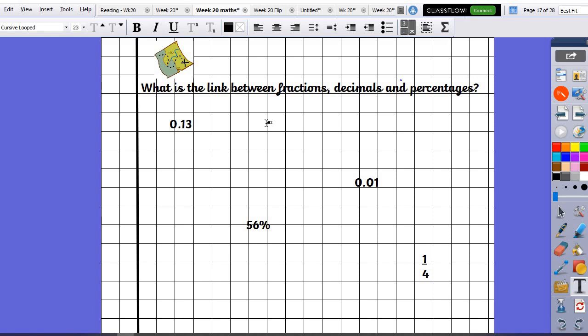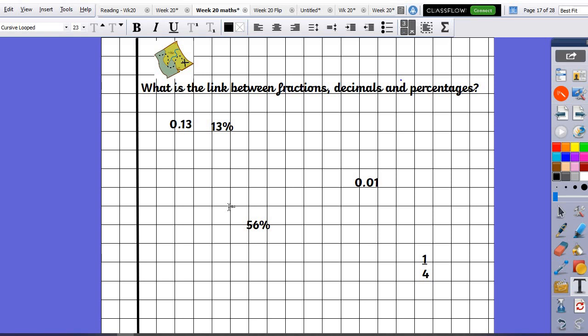So we have got various different ones. We've got 0.13. What is that as a percentage? Well, I know 0.13 is 13%. Nice and easy link, because we've got tenths and hundredths, and percentages are out of 100, so we've got them there.